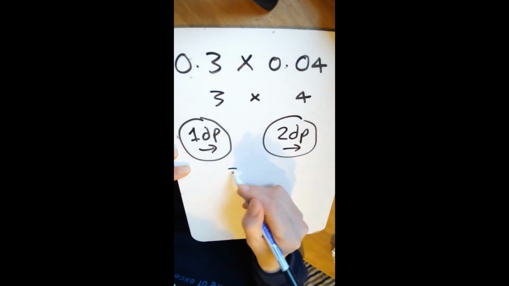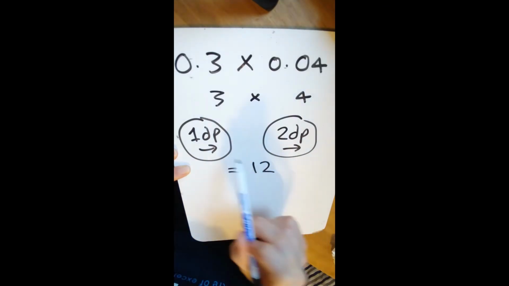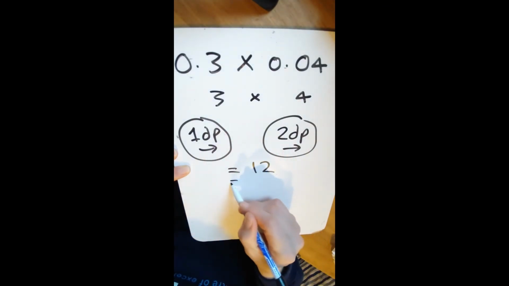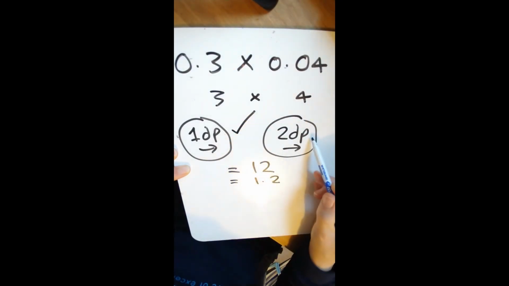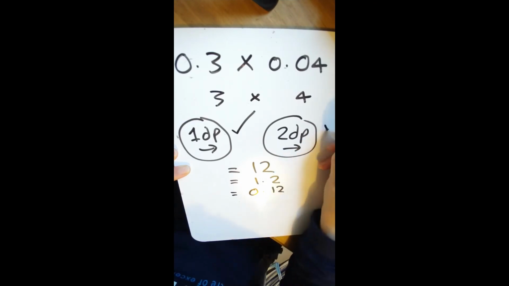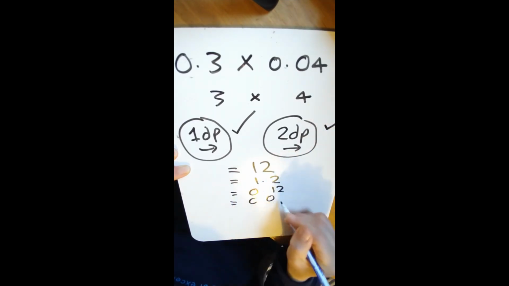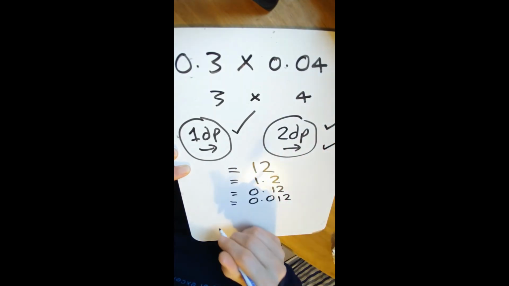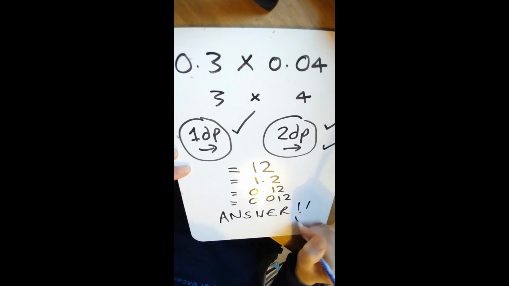Okay, so I do the sum. 3 times 4 is 12, and now I just need to remember to put the decimal places back in. So first of all, 1 decimal place, 1.2, then another decimal place, 0.12, and then 1 more decimal place, 0.012. That is my answer.